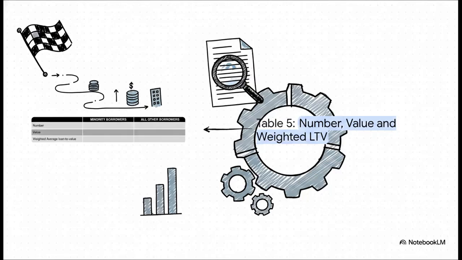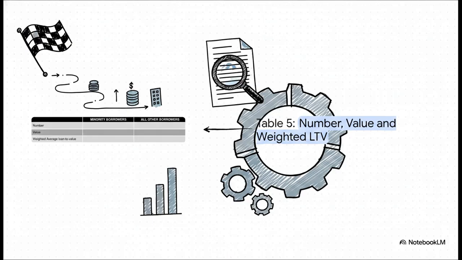Now, what's really interesting about this is the finish line. This is Table 5, straight from the SASB standard, showing their specific recommended presentation format. You can see exactly where the numbers we just spent time calculating are going to live. There's a column for minority borrowers, a column for all other borrowers, and then your specific rows for the number of loans, the value, and that carefully calculated weighted average loan-to-value percentage we just mapped out.